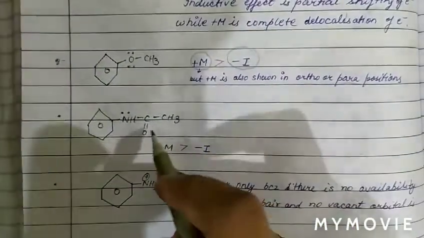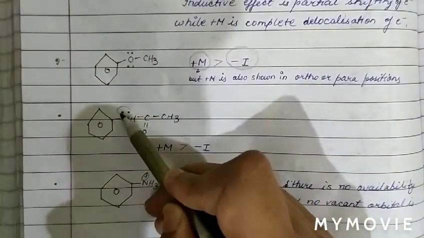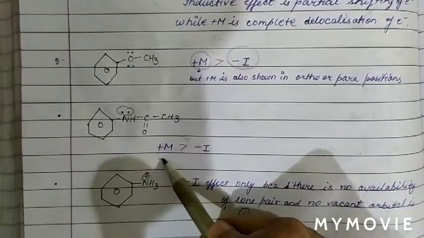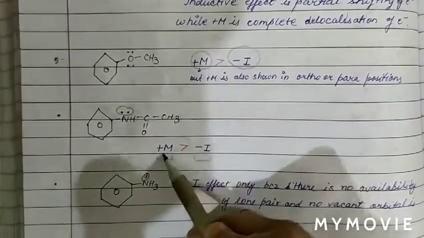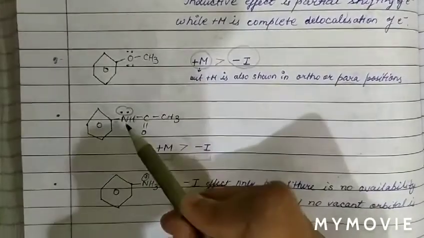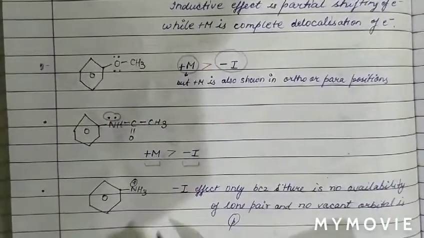Now see the next. In the next case again, the atom which is attached we call a plus M group, and it can behave as both plus M and minus I, but plus M is powerful with respect to minus I, so it is an ortho para directing group. Now see next.